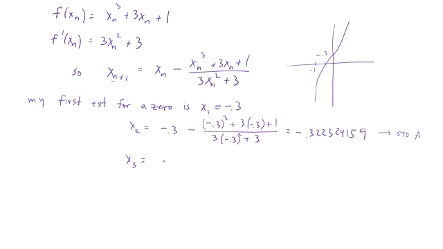If you do that, you should actually try this problem on your own to make sure you get these numbers: x sub 3 is -0.3221853603, x sub 4 is -0.32218535546. So the question is, how long do you keep going for?